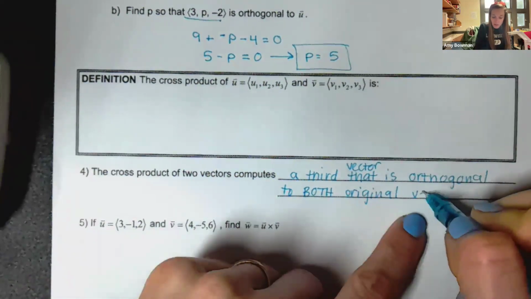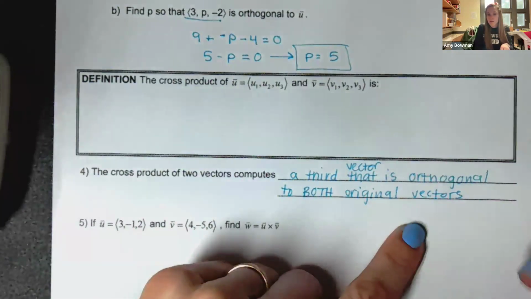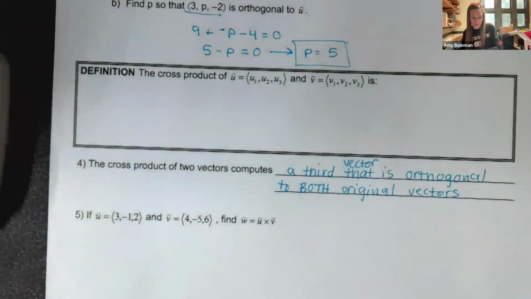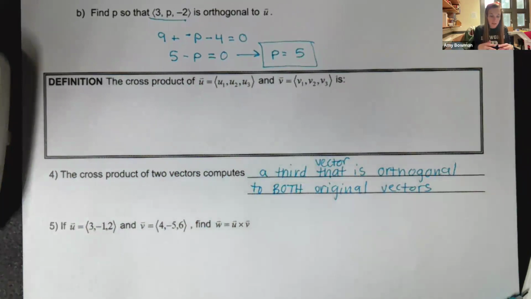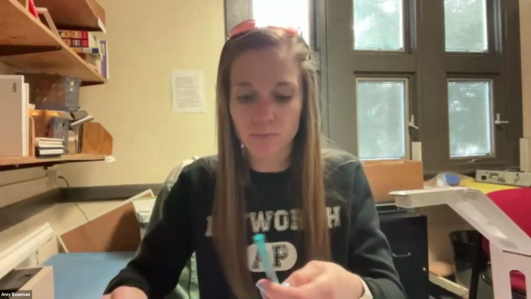vectors. I'm going to try my best to show you visually what this looks like. So again, the cross product between two vectors takes our two original vectors and results in a third vector that is orthogonal to both. So here's my best attempt at showing that on a video.